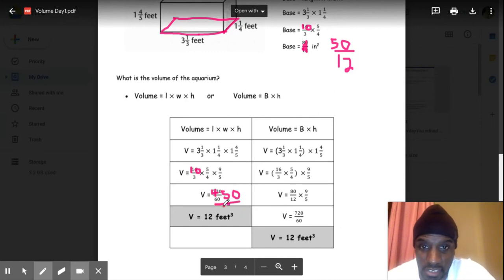450 over 60. Mariah, check with me and see if 10 times 5 times 9 is 450, could you? 10 times 5 times 9. Did we get 450? Okay, yeah. My daughter says that's correct. So it should be 450 over 60. And Mariah, what is 450 divided by 60? What do you get? 450 divided by 60.